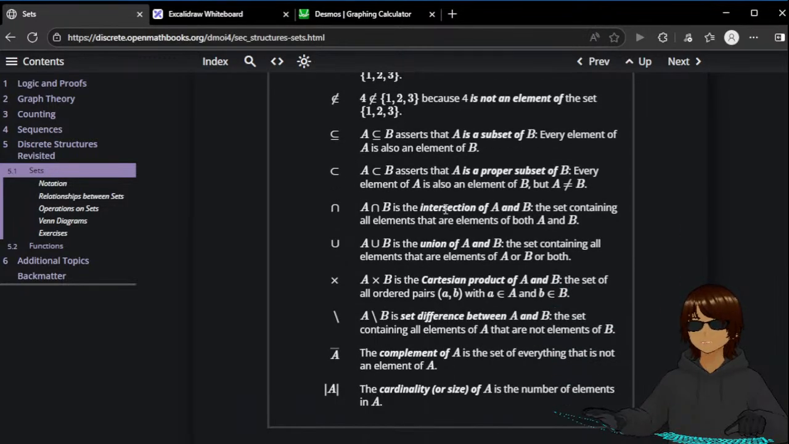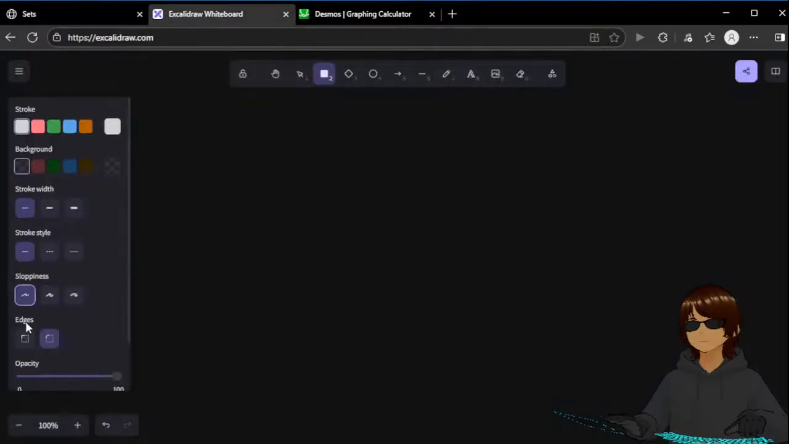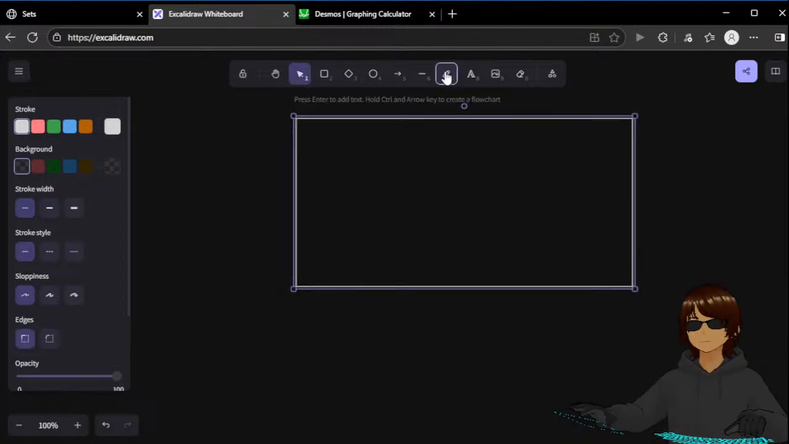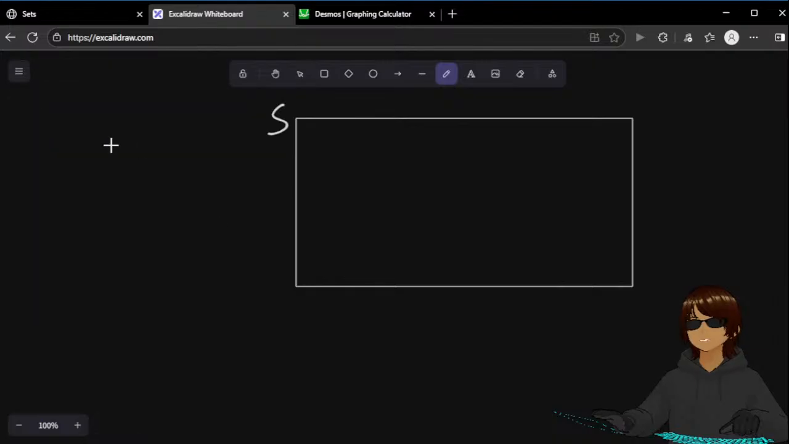A intersection B is the set containing all elements that are elements of both A and B, and we have the union, the set containing all elements that are elements of A or B or both. And this can be better explained over here. So let's say the set, I will represent set S in this box.